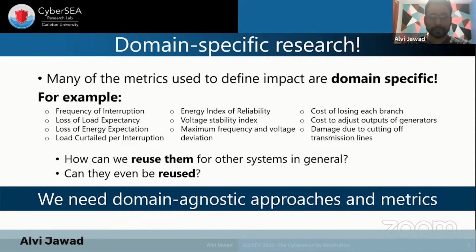Those are all fine if we're only worried about the smart grid. But as we previously said, we're also worried about the other systems, other industrial control systems. So then the question rises, how do we reuse these metrics for other systems, or are they even reusable to begin with? So we decided that we needed to find some domain agnostic approaches, and we needed to define some domain agnostic metrics.